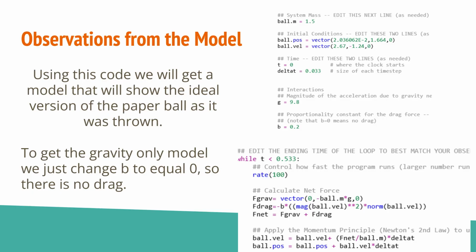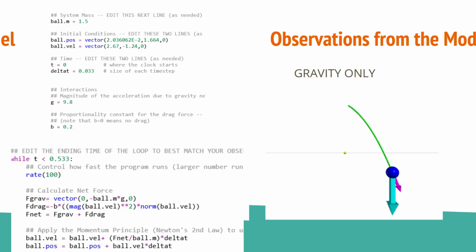Observations from the model. Using this code, we will get a model that will show the ideal version of the paper ball as it was thrown, which is the model using gravity and drag. Now, to get the model with gravity only, we just change the b equal to 0 so that there is no drag accounted for. And plugging in the formulas previously stated, we will get the information in this code.